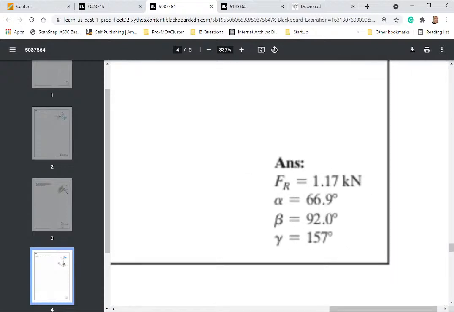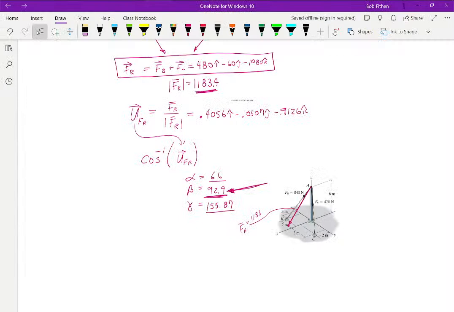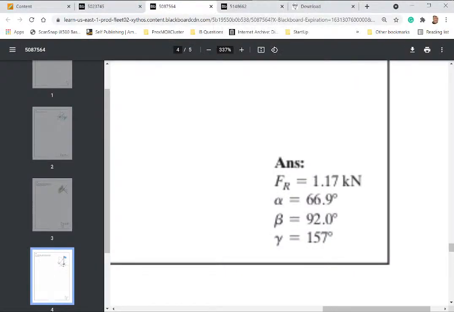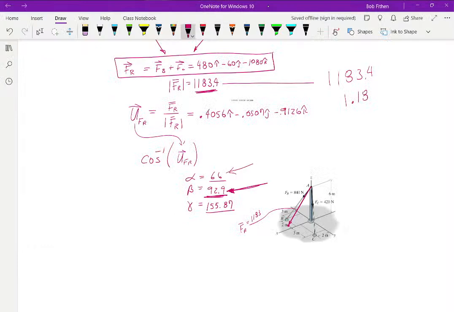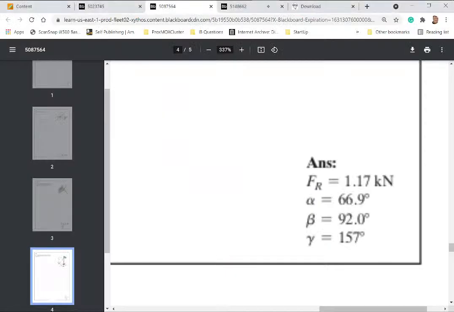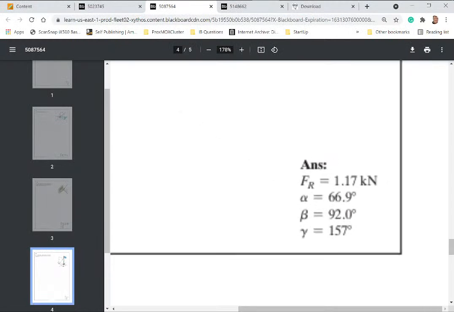Okay, so he says 1.17. Okay, 1.1. I got a little bit different. Okay, so he's saying mine is this, right? I got 1.18. He got 66.9. I got 66. It's possible that he got 92. I got 92.9. He got 157, and I got 155. It's possible that it maybe slipped a digit somewhere, or maybe he slipped a digit. I don't know. Nothing worse than slipping a digit.